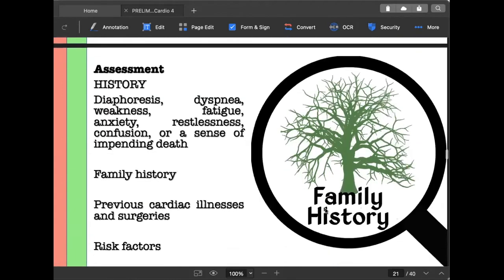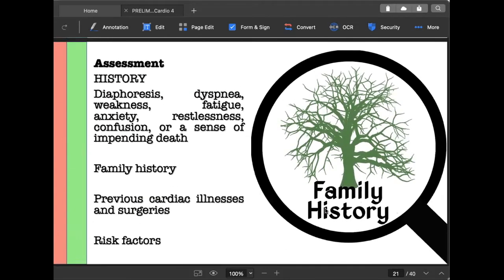Now, mainly this is because of a family history. One or two of your family members already experienced this. Maybe your parents or grandparents have a heart disease condition or blood pressure condition. This one is familial.